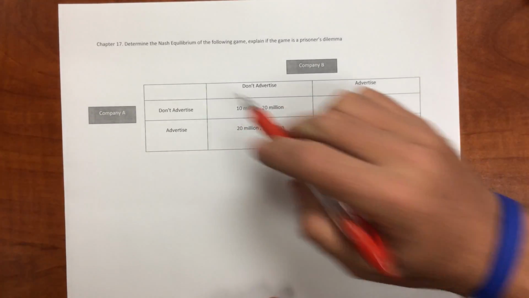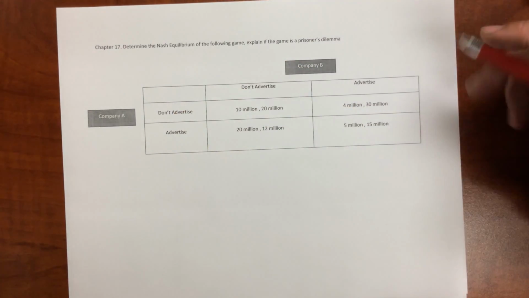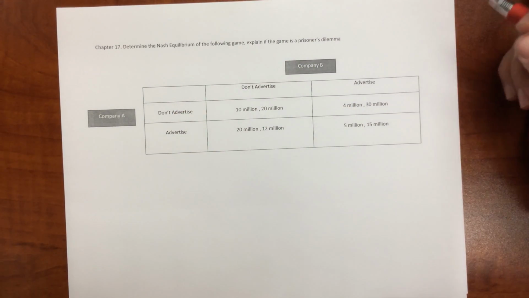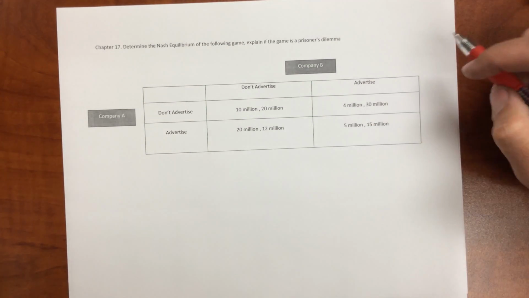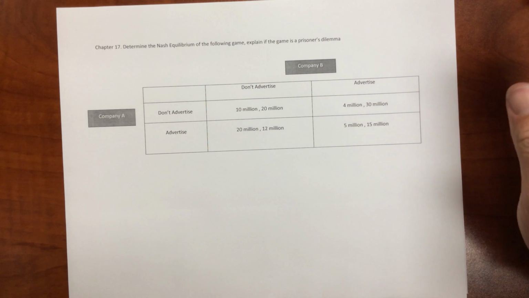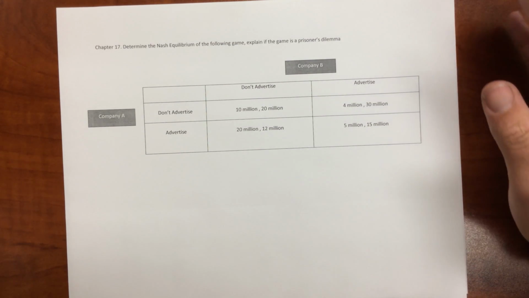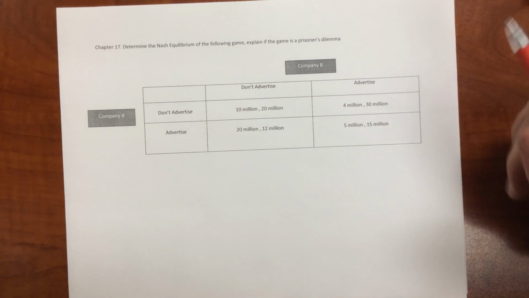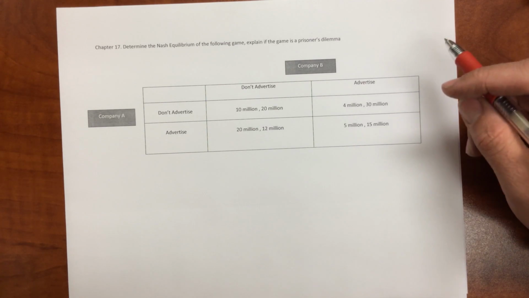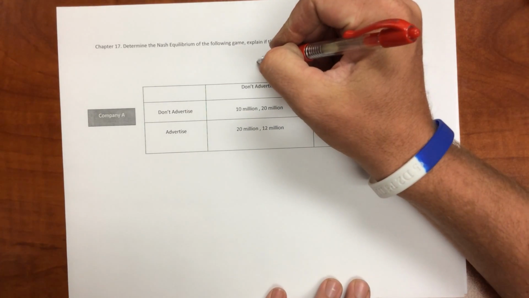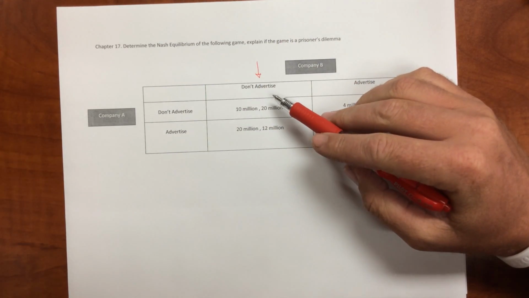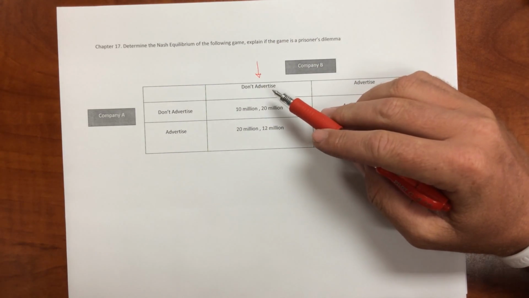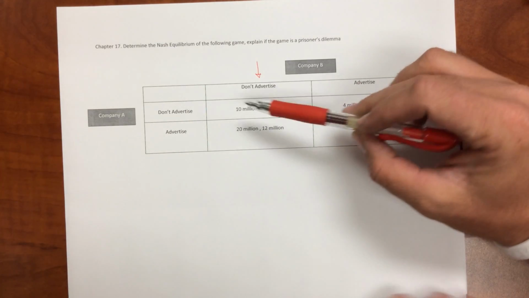So what we want to be able to do is first determine the Nash equilibrium of the following game, and then explain if that game has the characteristics of a prisoner's dilemma. So first, to find the Nash equilibrium, we want to set one player's actions as fixed, and then determine the best response of the other player. So first, let's look at player B. Let's assume that player B is going to not advertise. What is the best strategy of player A, or company A?